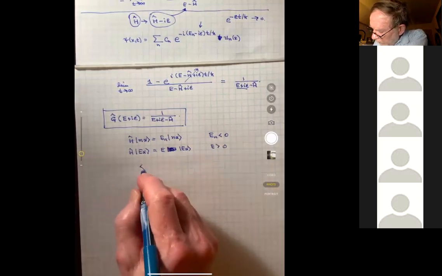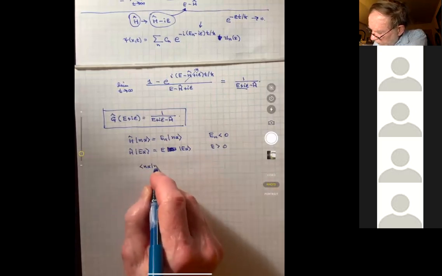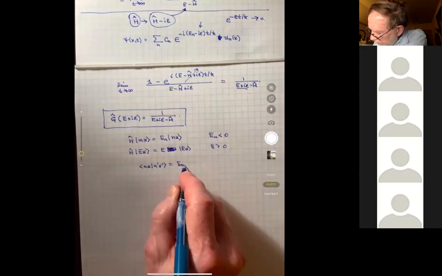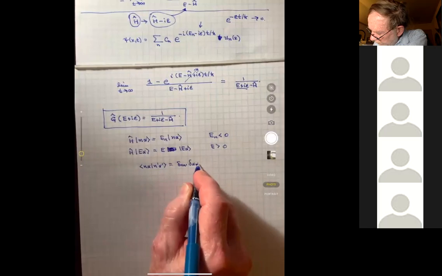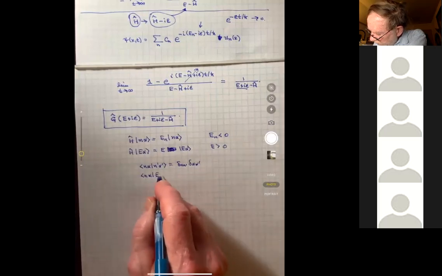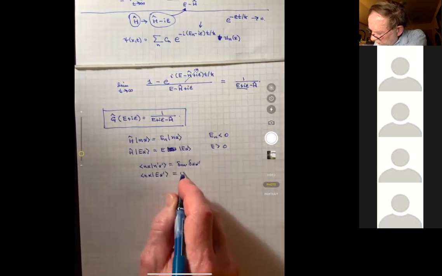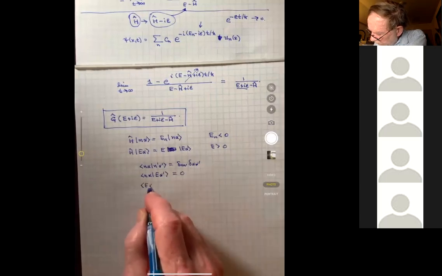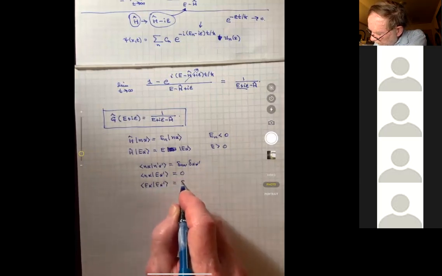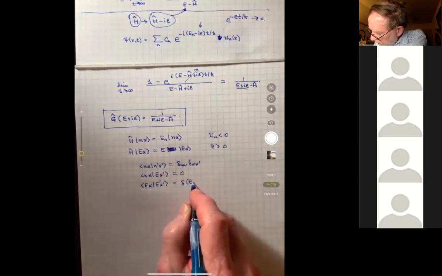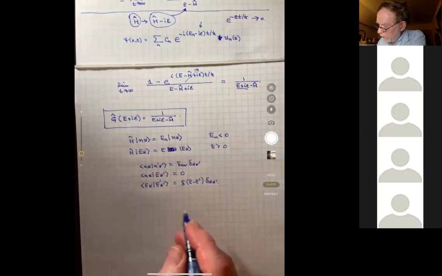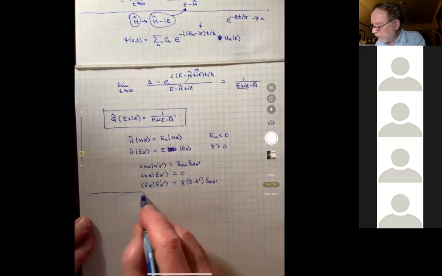And these satisfy orthonormality relations. ⟨n α|n' α'⟩ is δ_nn' δ_αα'. The bound states are orthogonal to all the continuum states. And the continuum states ⟨E α|E' α'⟩ is a Dirac delta function of E minus E' times the Kronecker delta in α α', like so. Let's suppose we have a system like that.